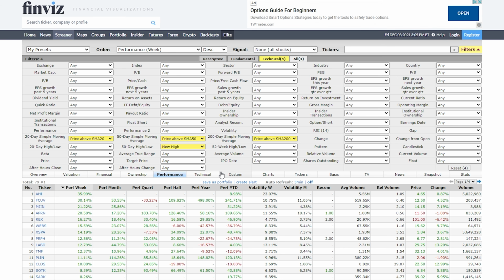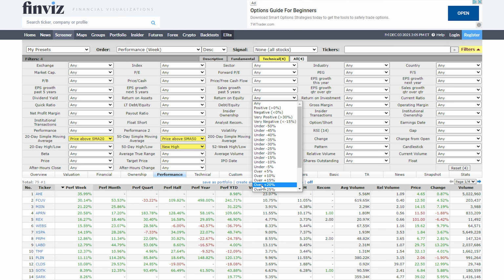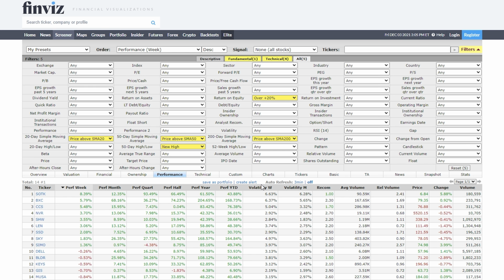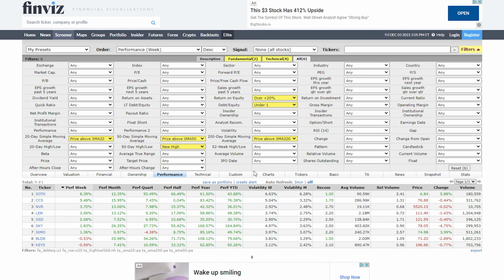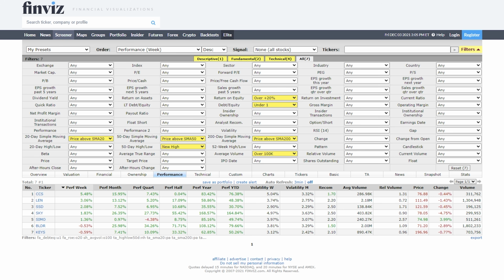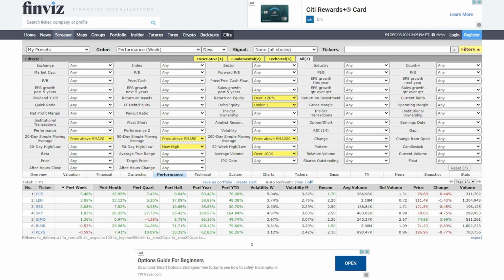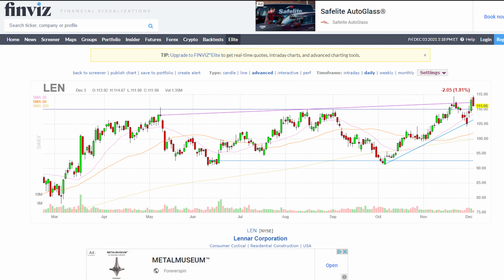We also want return on equity to be over 20%. This is just saying that we want the company to be investing shareholders' money efficiently. We also want the debt to equity ratio under 1, so we know the company doesn't have a lot of debt and liabilities. The final setting we want is the average volume set to over 100K, so we know this stock is seeing some interest from people and is pretty liquid. You should get charts that look like this, going up and creating new 50-day highs.